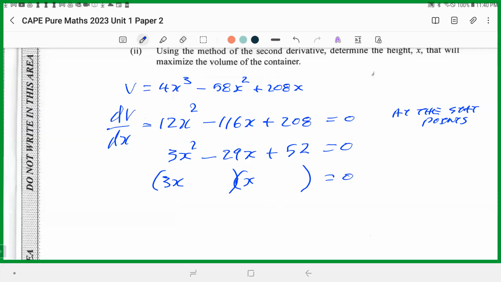I'm gonna go the long route. Let's try the long route, 3 times 52. Usually these questions can factorize. 3 times 52 is 156. So we need factors of 156 that add to 29. Try them. Searching for it.